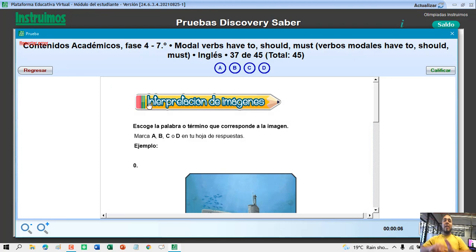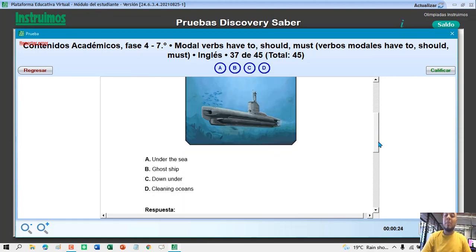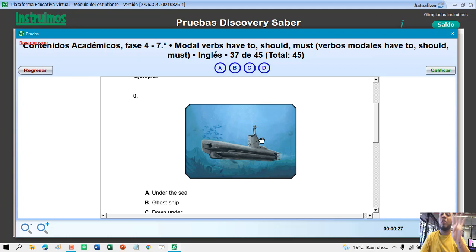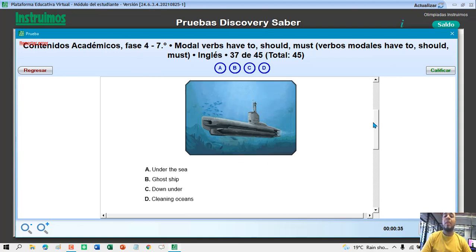Remember that every single time when we are doing this kind of test, it's very important for you to know what kind of question we have in here. So, for example, in this one, it says interpretación de imágenes, which means we're going to see a picture, and then we're going to see four options, A, B, C, or D, in which we're going to relate the image to the answers, depending on the picture.